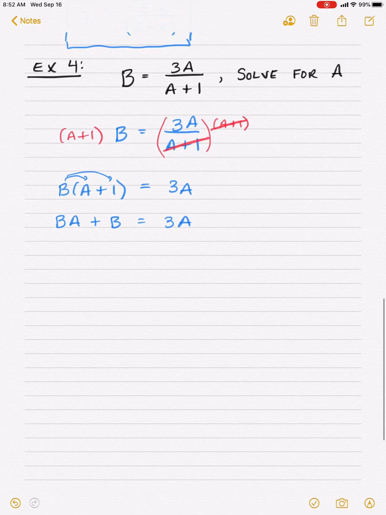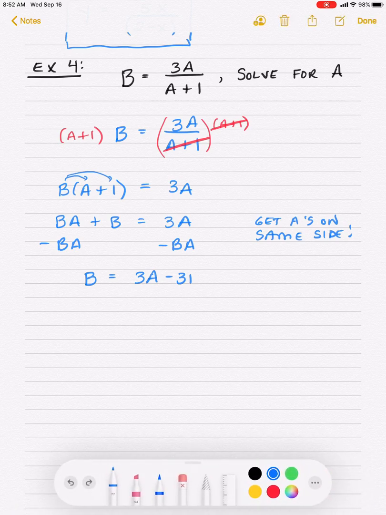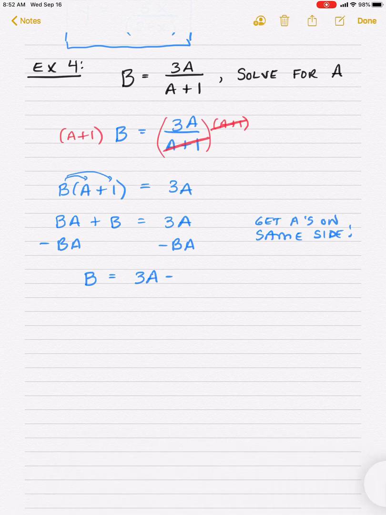Your goal is to get the A's on the same side. And it really doesn't matter what side. And in fact, I think this time it might be a little bit easier to minus the BA. And so we get B equals 3A minus BA. What's the point of doing that? Again, the goal is to factor out A.